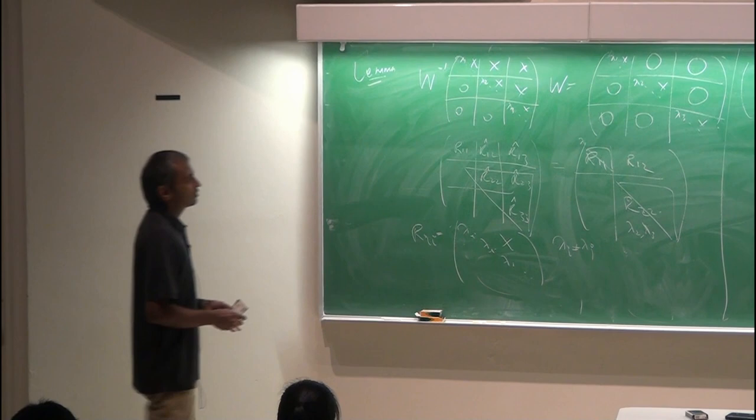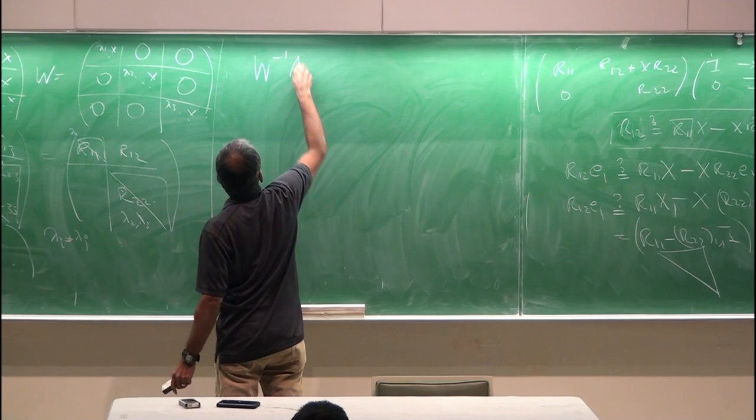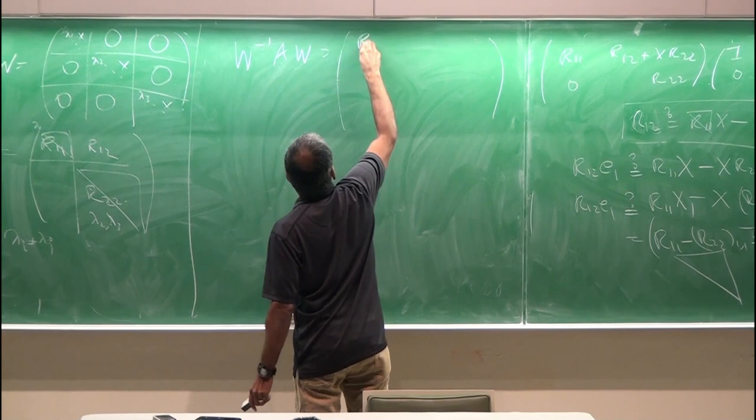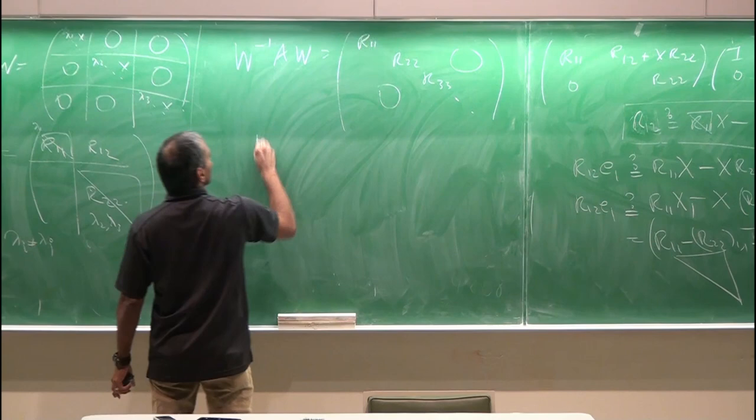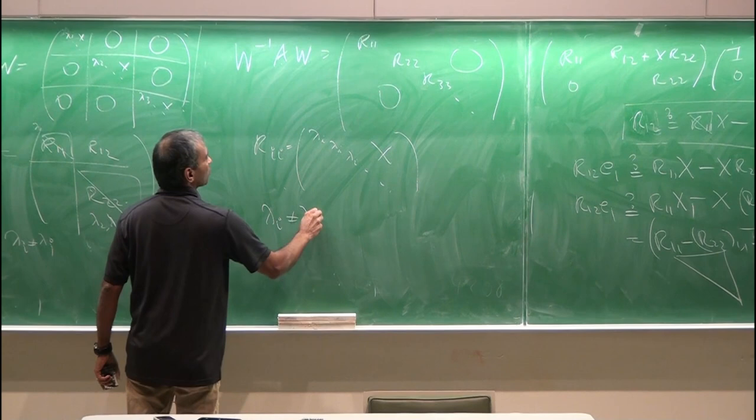Okay, so we introduce a whole bunch of zeros now. So to summarize, at this stage, we are saying that given any matrix A, then there is a transform, let's call it W again. So it's a linear matrix W. So W inverse A W can be written as R11, R22, R33, like that. Everything. And each R is an upper triangular matrix with a single number on the main diagonal. And lambda i is not equal to lambda j. That's what we have so far.